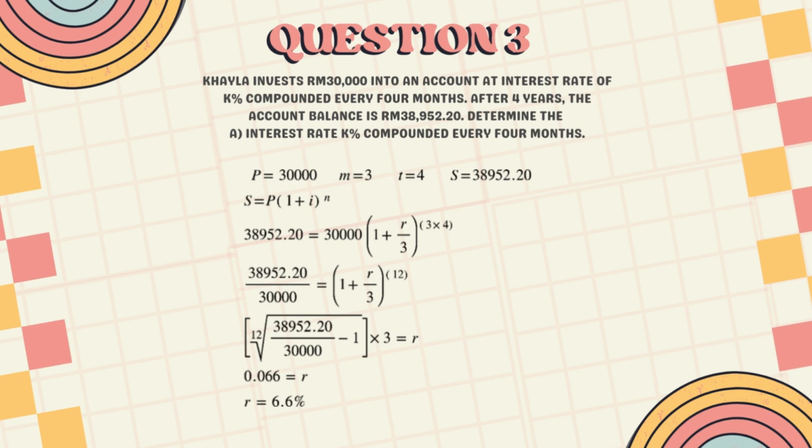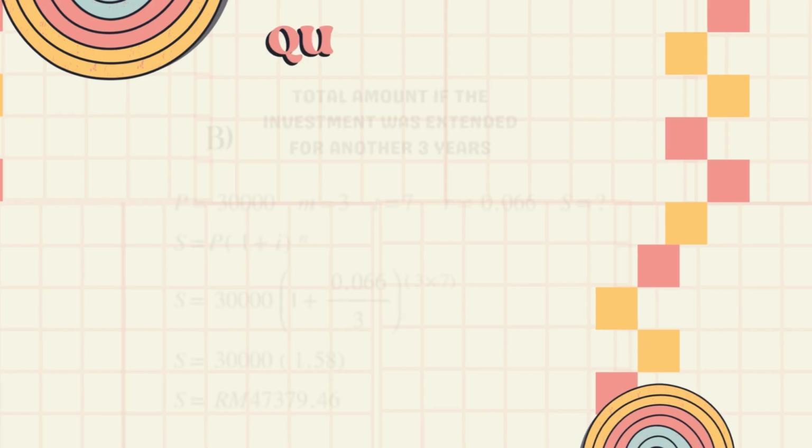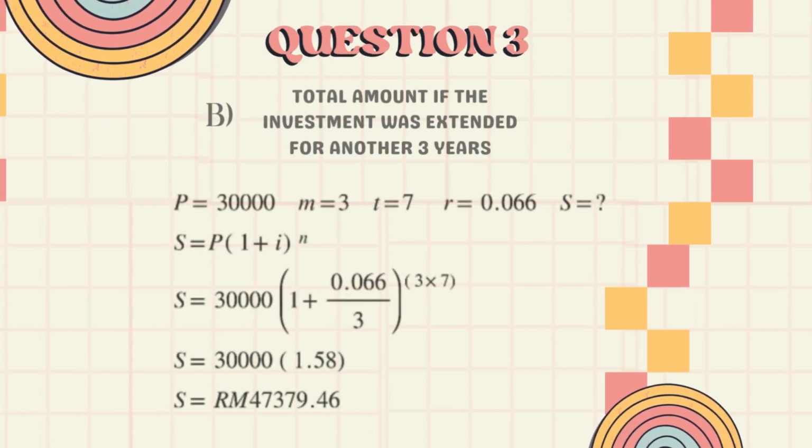We will use the formula S equals P(1 plus i) to the power of n to find the interest rate. Substituting the given numbers, 38,952.20 equals 30,000 (1 plus R over 3) to the power of 3 times 4. Rearranging, 38,952.20 over 30,000 equals (1 plus R over 3) to the power of 12. Then R equals the 12th root of (38,952.20 over 30,000) minus 1, all multiplied by 3. So R will be 0.066, and converting to a percentage by multiplying by 100 gives 6.6%. And we are done.